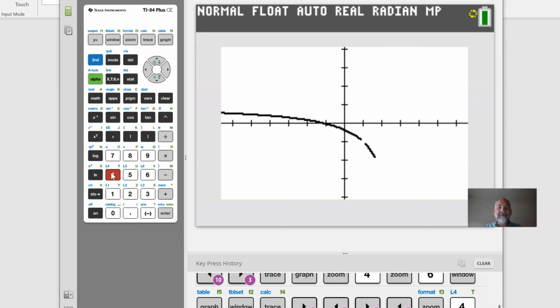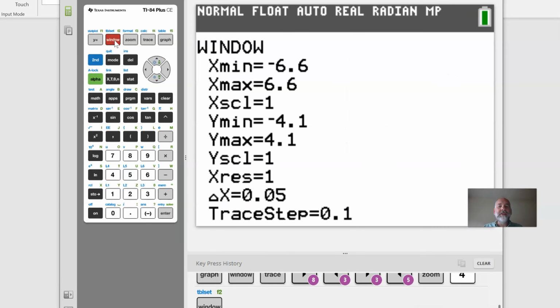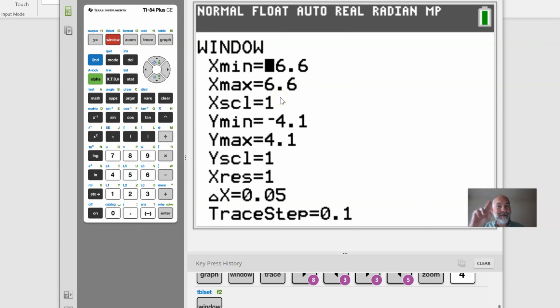Now, when I go zoom decimal, and you can see the graph, and there's the hole, the reason is it's adjusted the window now so that it's 13.2 units wide, that 133. If you're on a regular TI 84 Plus, it's actually 95 pixels wide. So it goes instead from -4.7 to 4.7. The CE has slightly better resolution.